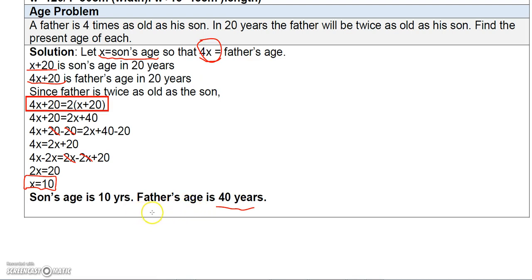And by the way, if you add 20 years to each of their ages, if you add 20 to 40, you get 60. If you add 20 to 10, you get 30. And certainly enough, 60 is twice the age of 30. So it does work out.